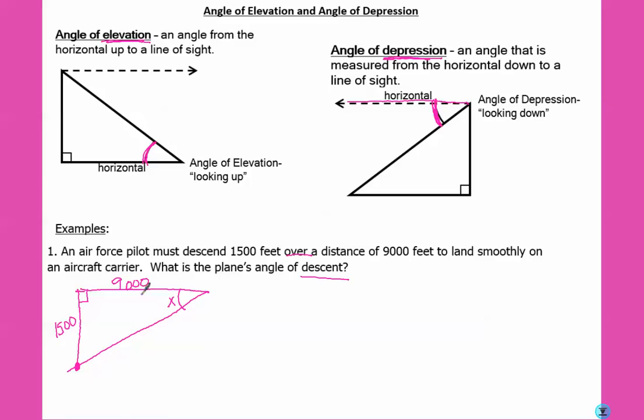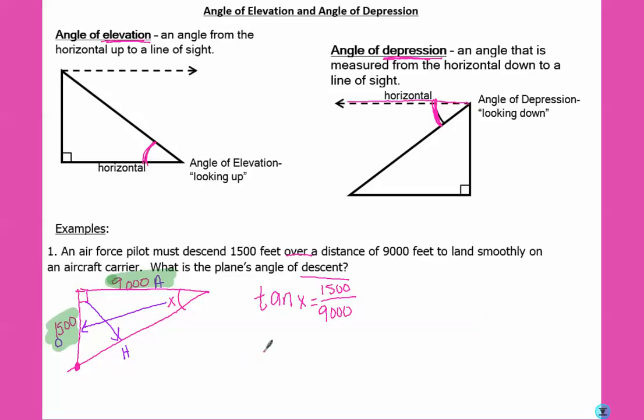So now that I have all my information labeled, I'm going to label my sides. Opposite, hypotenuse, adjacent. So I'm given an opposite side and an adjacent side, which means I'm going to use tangent. So tangent of x equals 1,500 over 9,000.